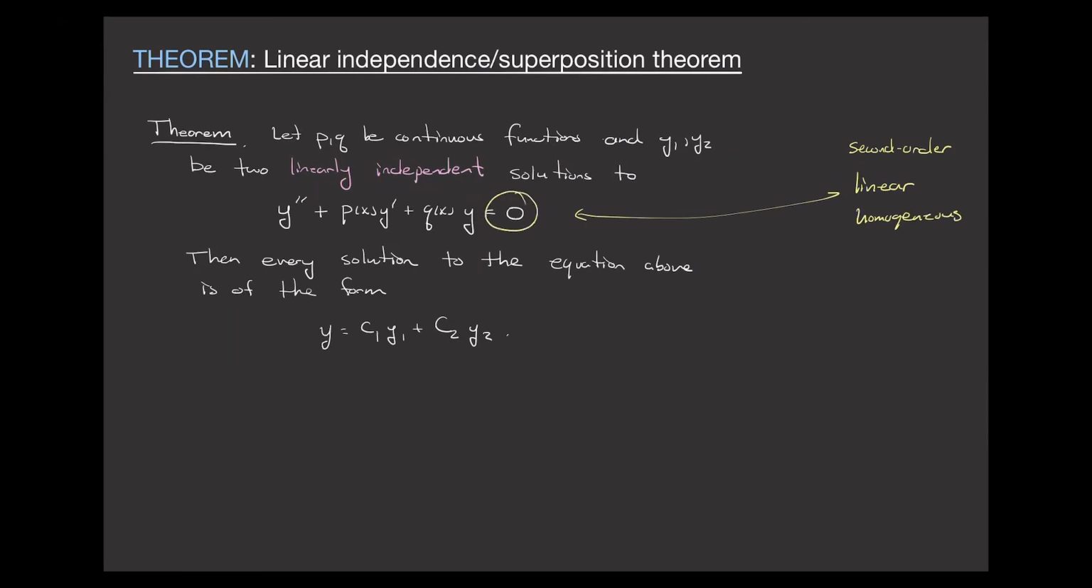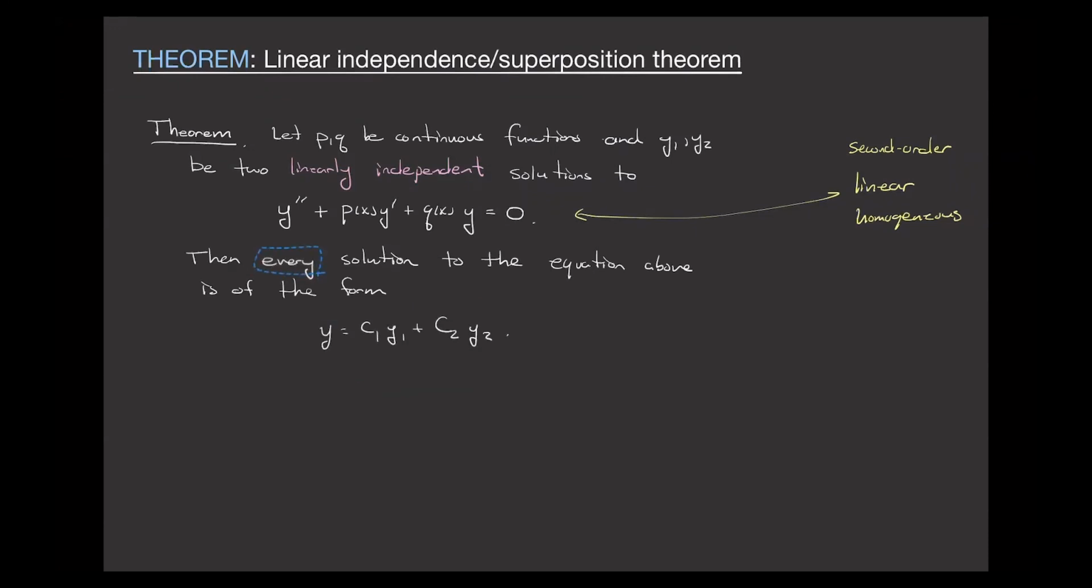The right-hand side being equal to 0 makes it homogeneous. If you have a second order differential equation that's linear and homogeneous, with these two functions continuous, and of course 0 is continuous everywhere, but if P and Q are at least continuous, you have two different solutions, y1, y2, where different, I mean linearly independent.